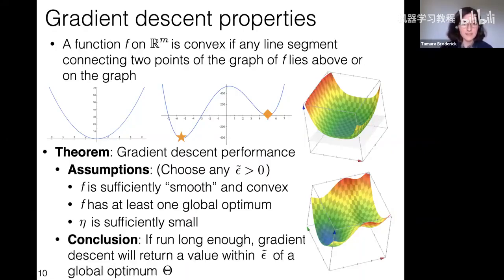Then if we run long enough, so if we don't cut off with our termination criteria too soon, because we do have this termination criteria, so we have to make sure that we run long enough, then gradient descent will return a value as close as we want to the global optimum. So that's what this epsilon tilde is saying. I can choose however close I want to be, and I can get that close, again, by running long enough.